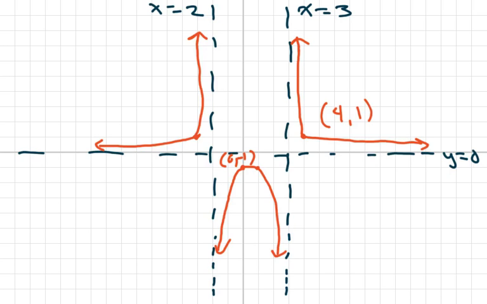And that's all. The next one we're going to do has no horizontal asymptote.